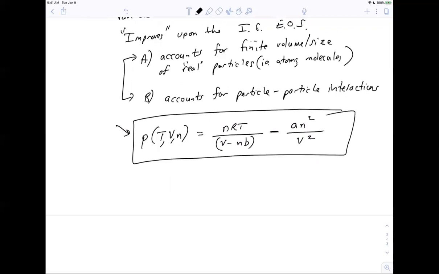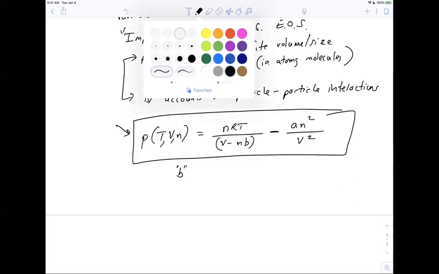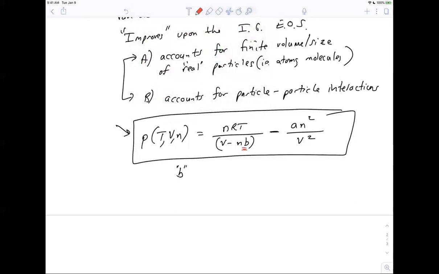Here I've isolated the pressure because often what we need for work is P as a function of temperature, volume, and n, and in this form it's very nice that it's already there. So the way the van der Waals equation of state takes into account the finite size of particles is through this parameter. There are two parameters here. One is B, and that's given right here. And the other one is A, and that's given here. So you have B and A.